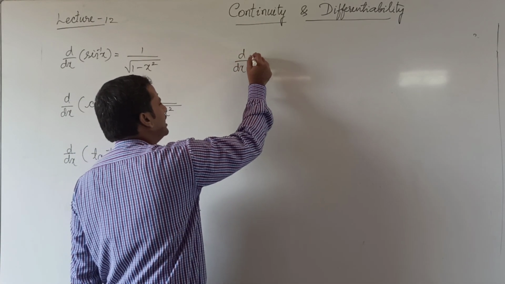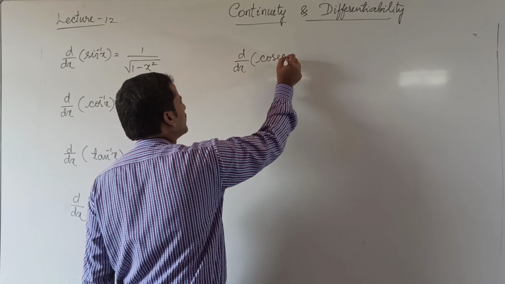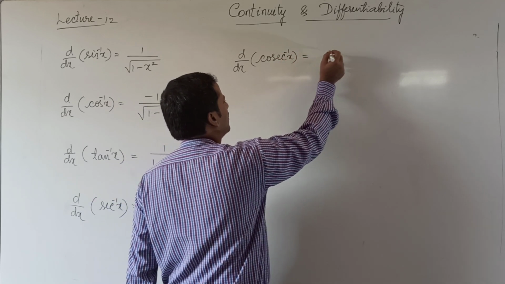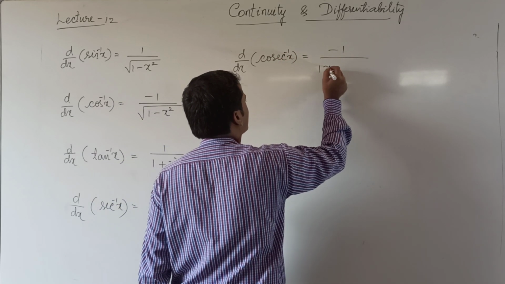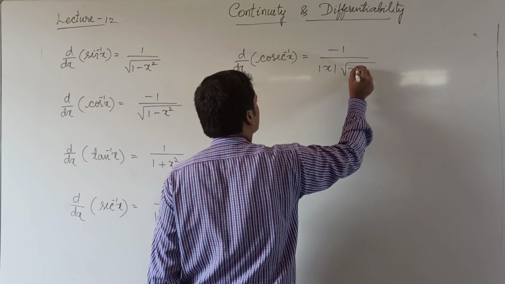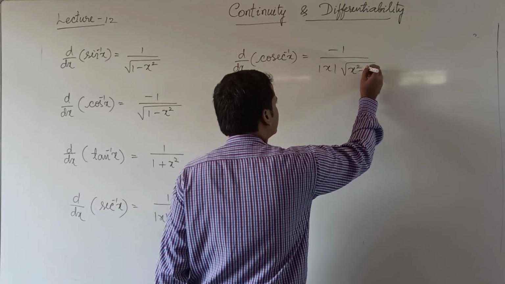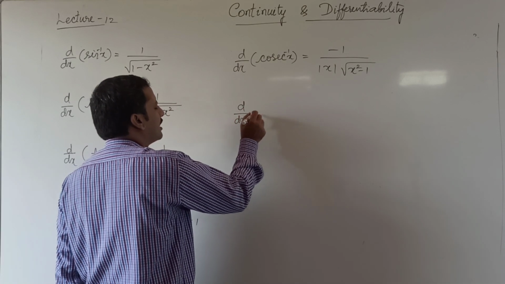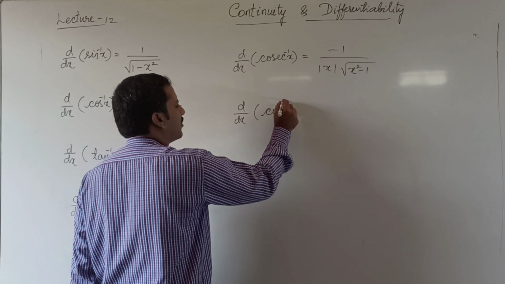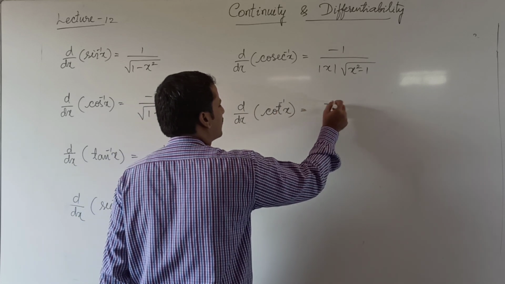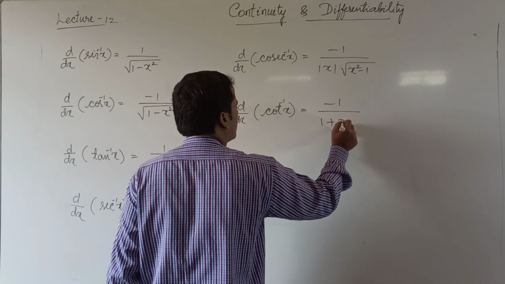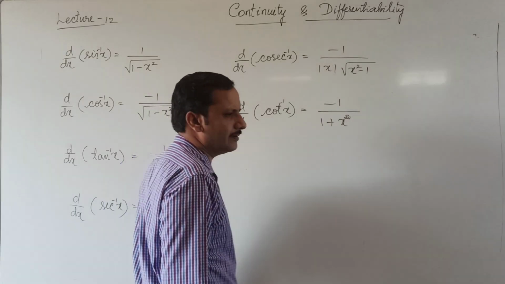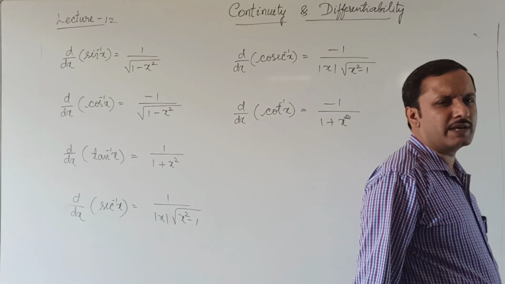Derivative of cosecant inverse x is equal to minus 1 by mod x into root of x square minus 1. Then derivative of cot inverse x, d by dx of cot inverse x is equal to minus 1 by 1 plus x square. You need to remember all these formulas.